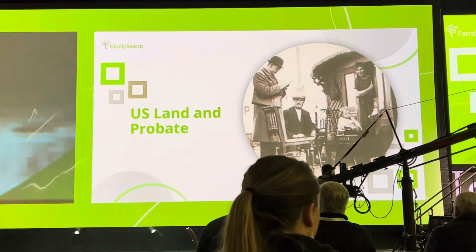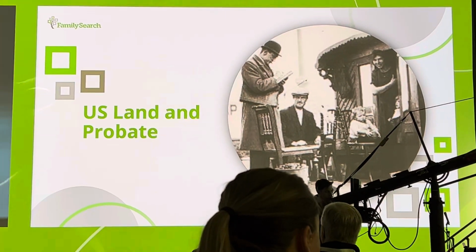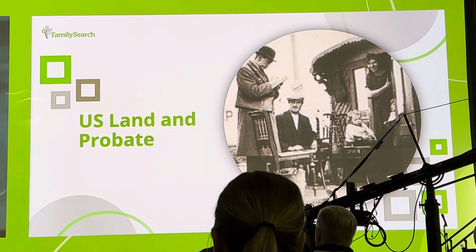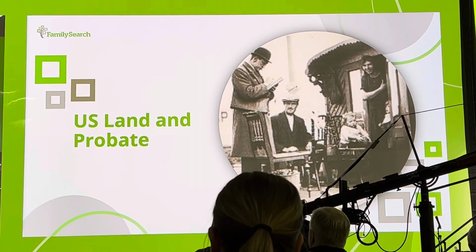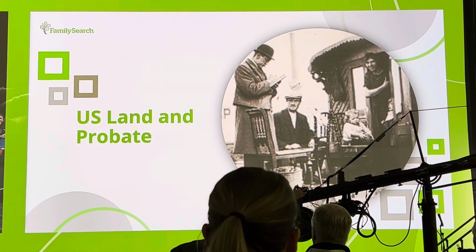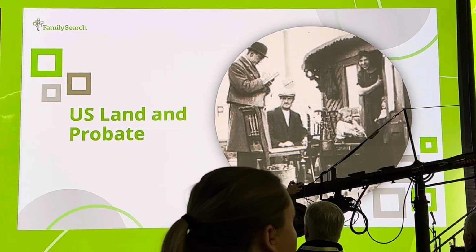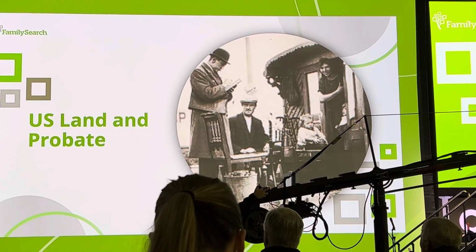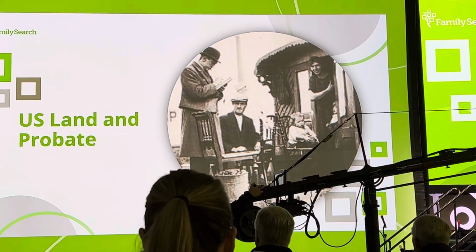Our first collection, U.S. land and probates, with individual state collections. I love talking about these because these records are a wealth of family history information. They contain stories of people's lives. They tell us what happened when they moved from place to place, when they sold property and sold their homes. Tell us what happened after their lives changed and they lost a loved one.